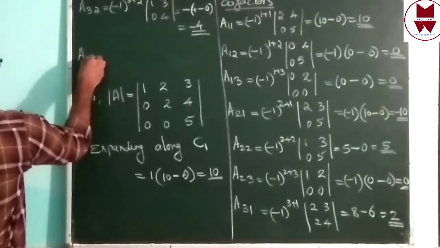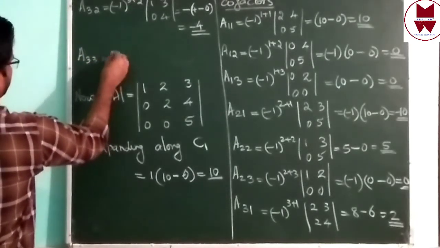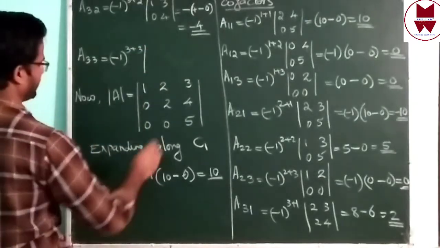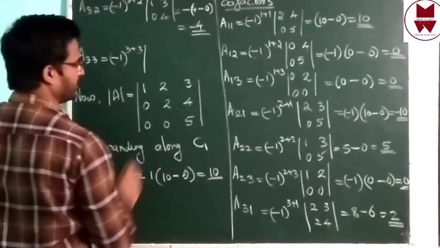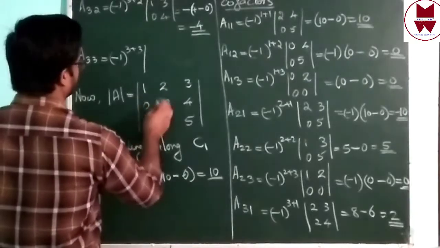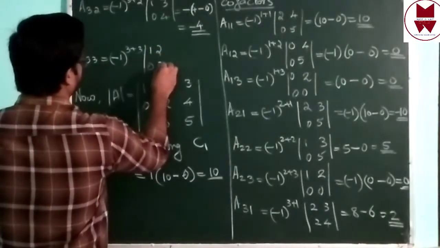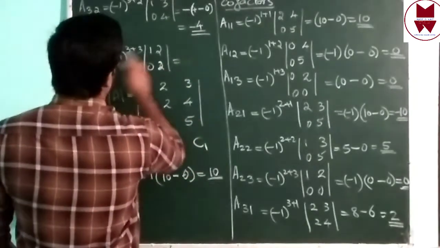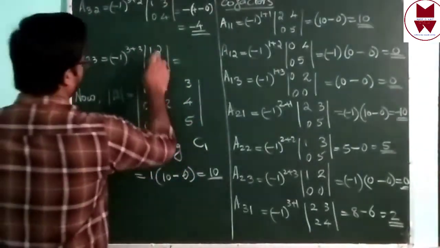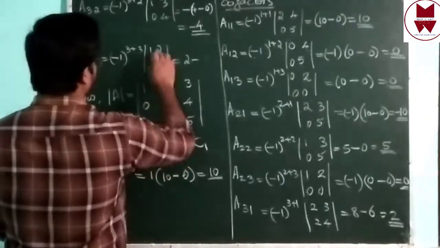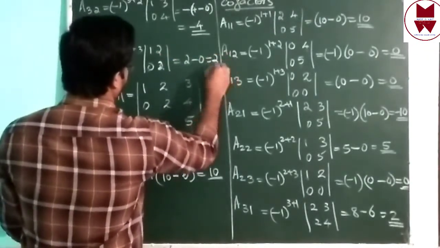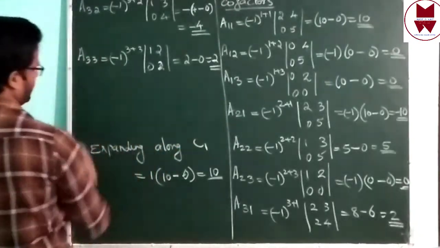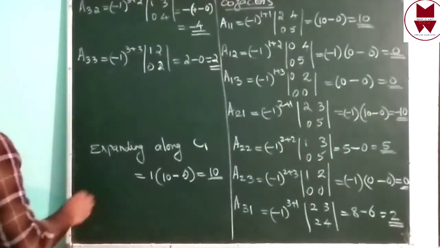Then A33. A33 means minus 1 raised to 3 plus 3. Determinant of 33 means third row and third column deleted, then remaining 1, 2, 0, 2. Then this will be plus 1. 1 into 2, 2 minus 0 into 2, 0. Now we got all cofactors.